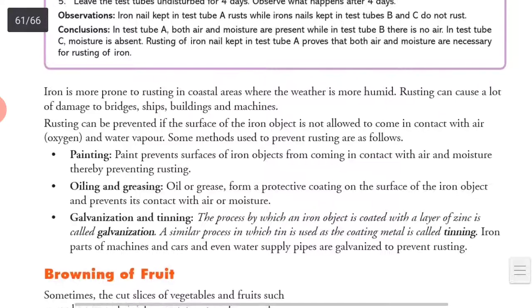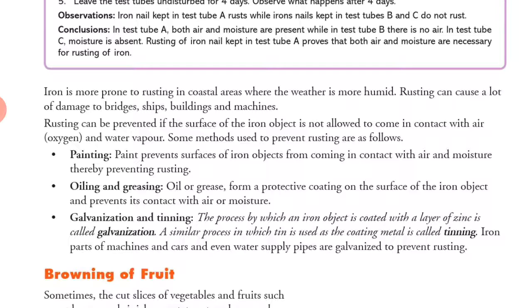Iron is more prone to rusting in coastal areas, where the weather is more humid. Rusting can cause a lot of damage to bridges, ships, buildings, and machines. Rusting can be prevented by the following methods. First is painting. Paint prevents surfaces of iron objects from coming in contact with air and moisture, thereby preventing rusting.